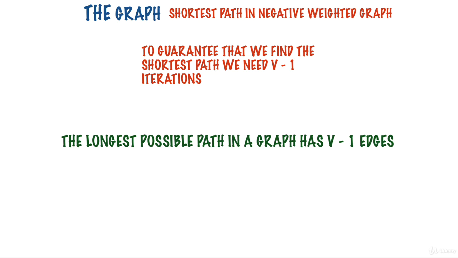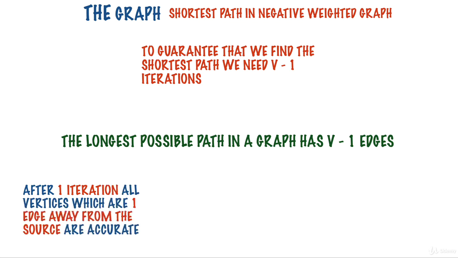You have an edge connecting every vertex. So for v vertices, we have v minus 1 edges. This is the longest possible path in a graph. After one iteration, all vertices which are one edge away from the source vertex that we've chosen are accurate. This makes sense because we have to exhaustively explore all edges to get the correct distance for every vertex. In one iteration, we would have explored thoroughly all vertices which are one edge away from the source, and the distance for those adjacent vertices will be accurate.